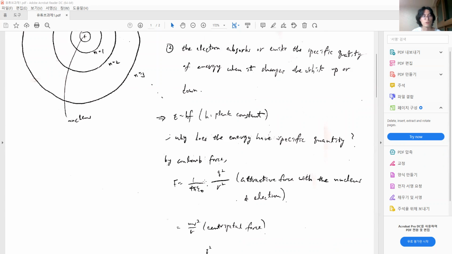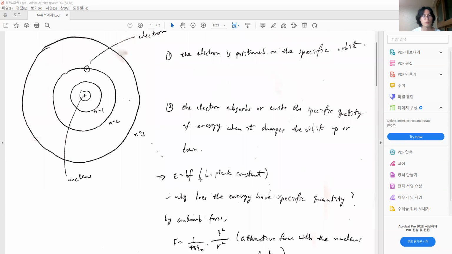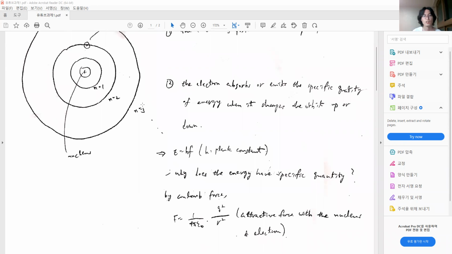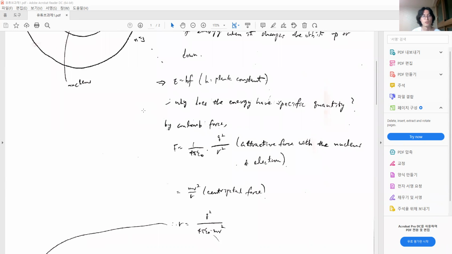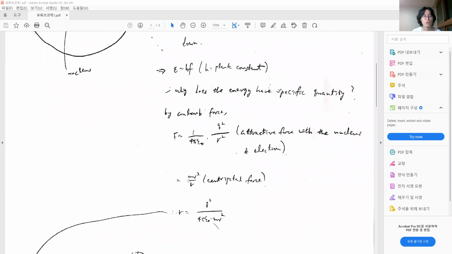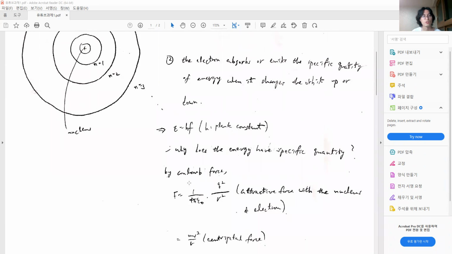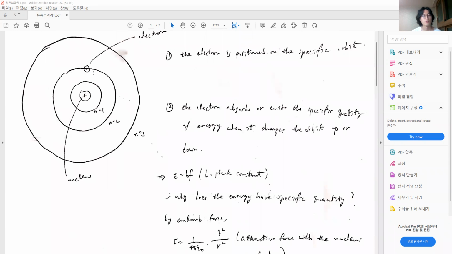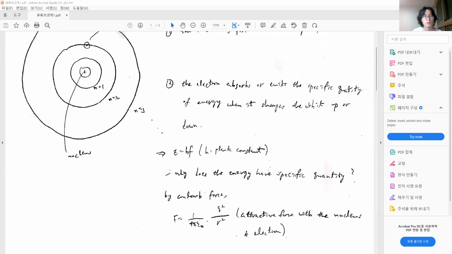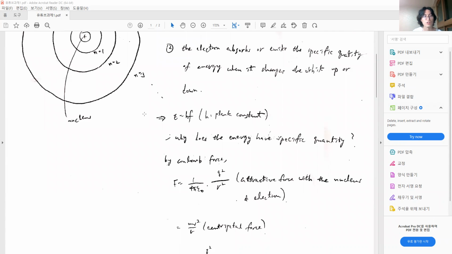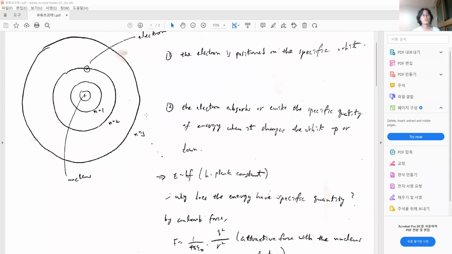And this is equivalent to the centripetal force on the electron toward the nucleus, which can be expressed by the formula mv square over r, where the m means the mass of the electron and the v means the velocity of the electron, and the r means the radius of the orbit.